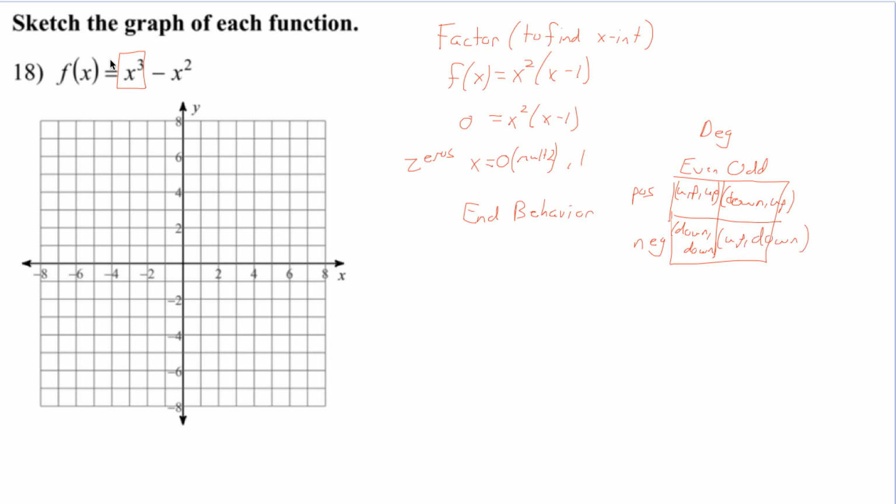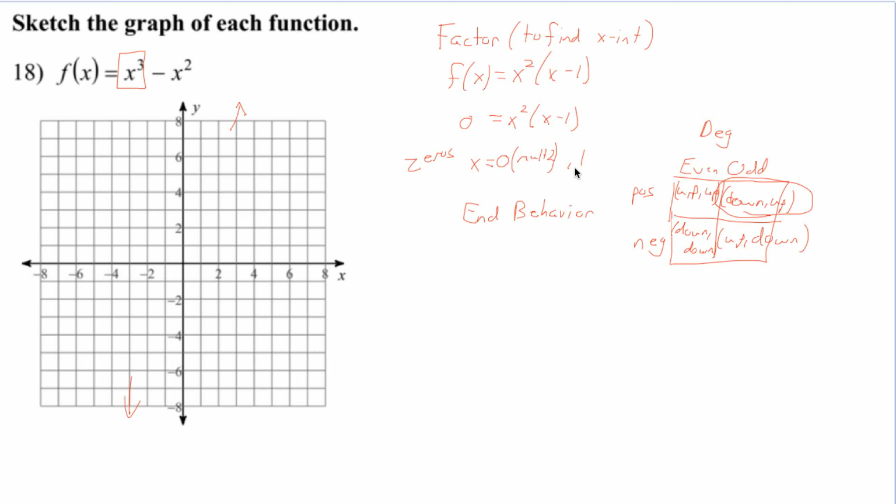And so let's look at ours. Ours, the degree is 3, so that's odd, and it's positive. So the left is going to be down, the right's going to be up. So over here, we're going to think left goes down, right goes up. These aren't definitely where our graph goes, but that's going to remind us, and we could always erase and move it later. So in this case, we have the down and up.